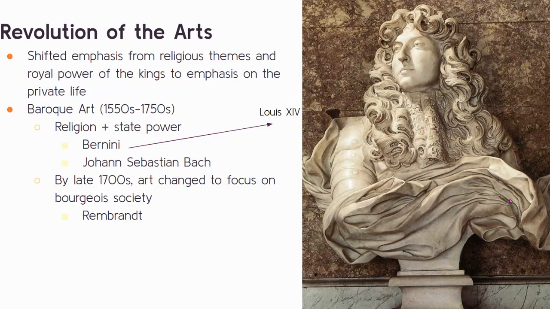For example, Bernini is a sculptor, and you can see this is a bust that he does of Louis XIV. You can see how wonderful, how grand he looks. This is something a king would buy, put in their homes, put in Versailles, right, to show off.